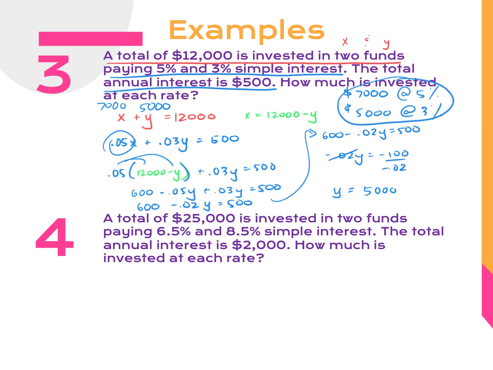So there's our answer. And like this, there's several types of word problems that you're going to get where you can create these two variable equations. So again here, a total of $25,000 is invested in two funds.